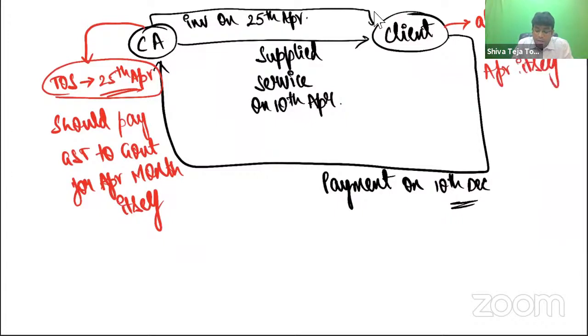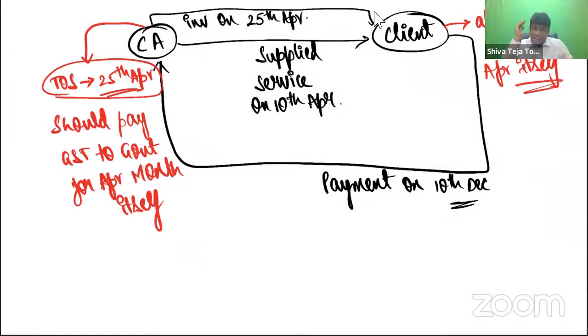Now, one point you have to understand here is that the chartered accountant's ego is completely hurt. The reason is very clear: the chartered accountant has paid the GST to the government from his own pocket because the client did not pay the money so far. The client is paying money in December, after almost 9 months, April to December, right? Almost 9 months actually.